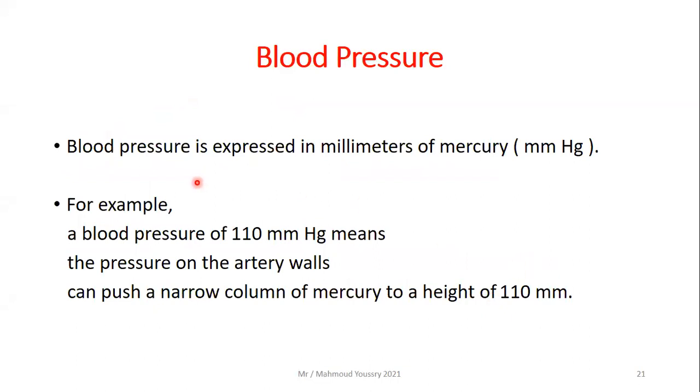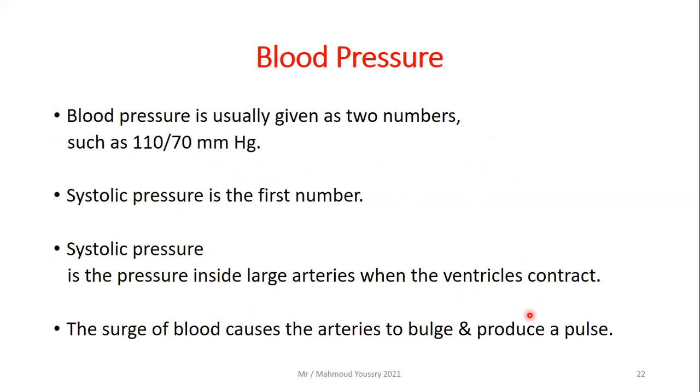Blood pressure is expressed in millimeters of mercury, mmHg. For example, a blood pressure of 110 millimeters of mercury means that the pressure on the artery walls can push a narrow column of mercury to a height of 110 millimeters. Blood pressure is actually given as two numbers, such as 110 over 70 millimeters of mercury.